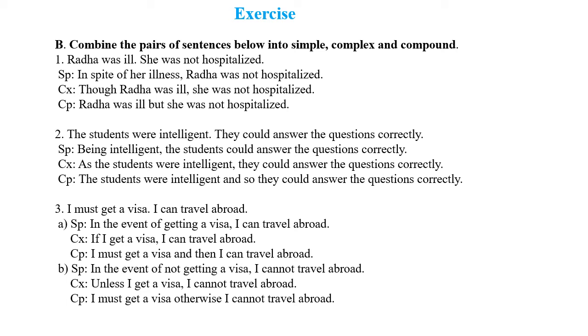Then negative possibility. In the event of not getting a visa, I cannot travel abroad. If we don't get a visa, I can't travel. So in the proper sense, we have to put the phrase in the event of not getting a visa, I cannot travel abroad. Then complex, if not, unless. Unless I get a visa, I cannot travel abroad. Compound, I must get a visa, otherwise I cannot travel abroad. This is the compound sentence.